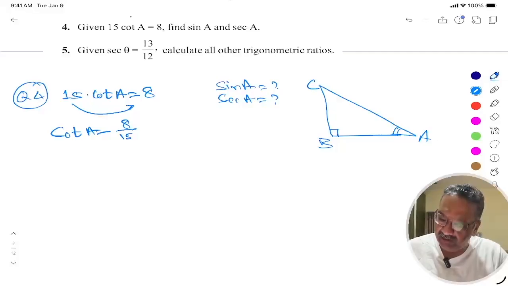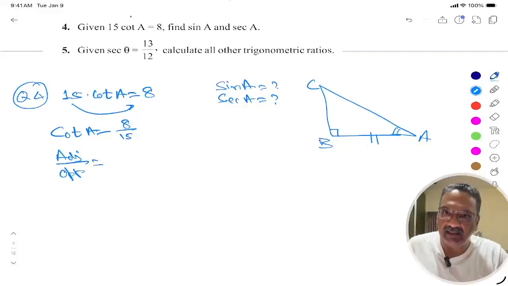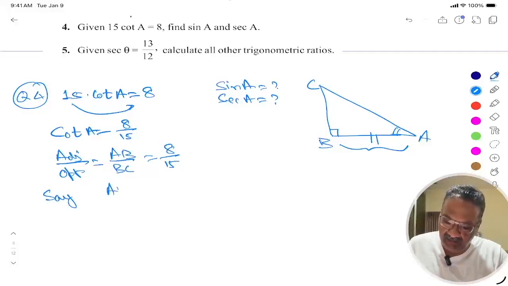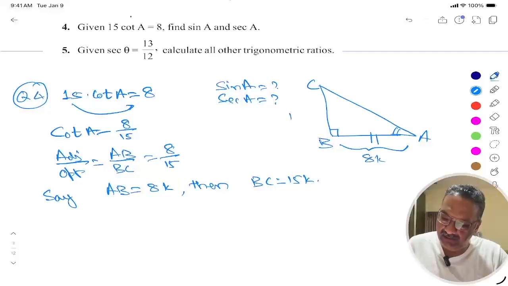So what is cot A? Tan A is opposite by adjacent. So cot A is adjacent by opposite. So what is adjacent? Adjacent to A is AB. So AB by BC is equal to 8 by 15. Say AB is equal to 8K. Then BC will be 15K. This was 8K, so this will be 15K. So what will be AC by Pythagoras theorem?